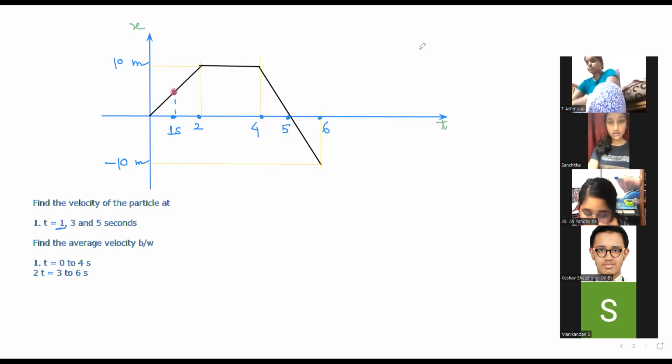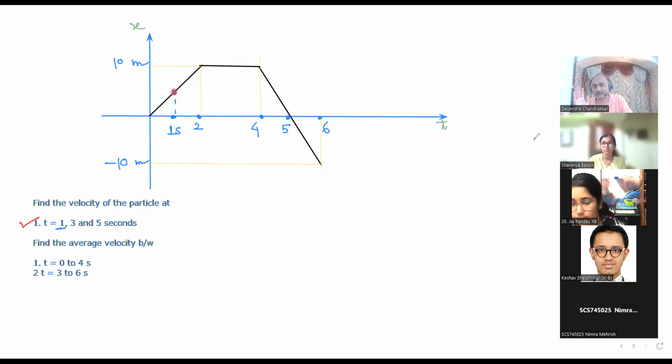Now, we are finding instantaneous velocity or not? This is an instantaneous velocity. Yes or no? All of you? Yes. Krisha? Yes. Krisha, are you understanding, beta, or not? Yes, sir. Sharanya?